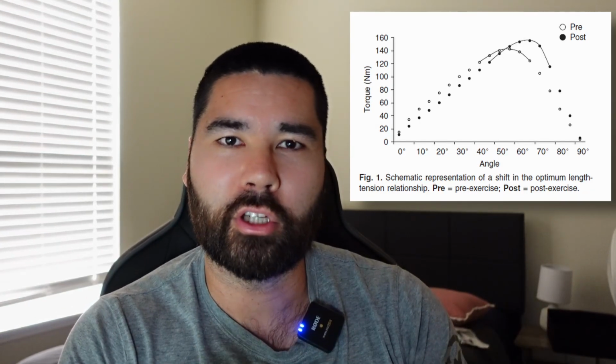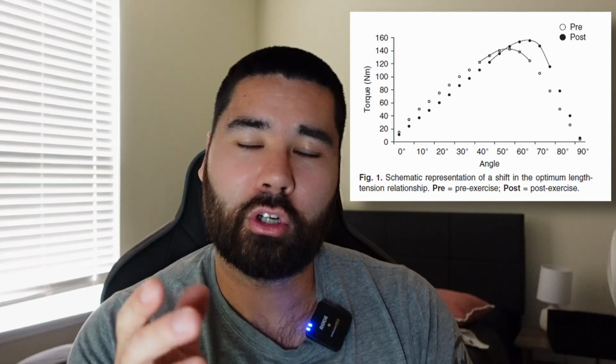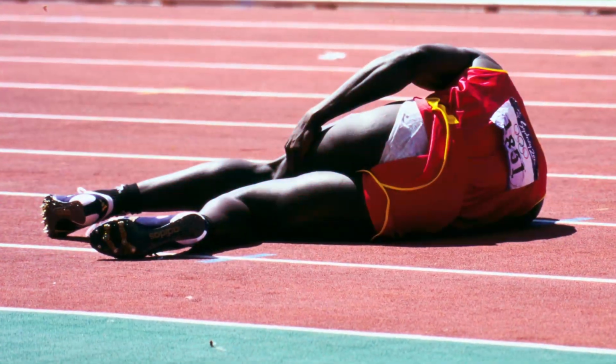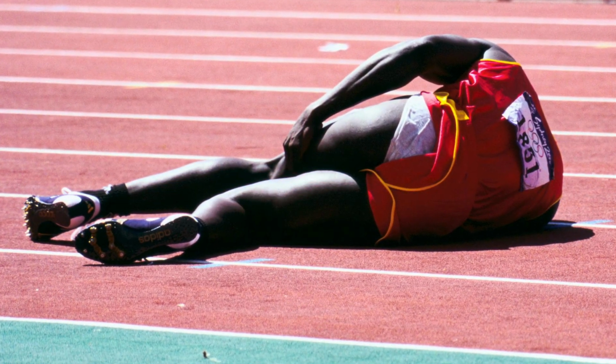Now, the problem occurs when this peak torque on the graph occurs at joint angles that are much lower down the graph. And it's a problem because muscle injuries typically occur when the muscle is lengthening, where the muscle is asked to produce more force than it's capable of. A simple example is the hamstring strain when sprinting, probably one of the most common muscle injuries. The forces exceed the capability of the hamstrings at that muscle length.